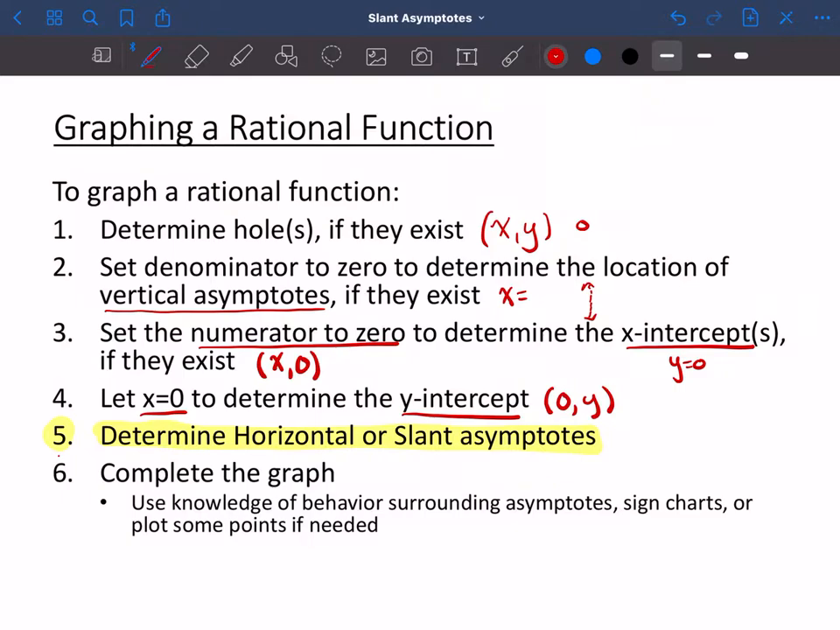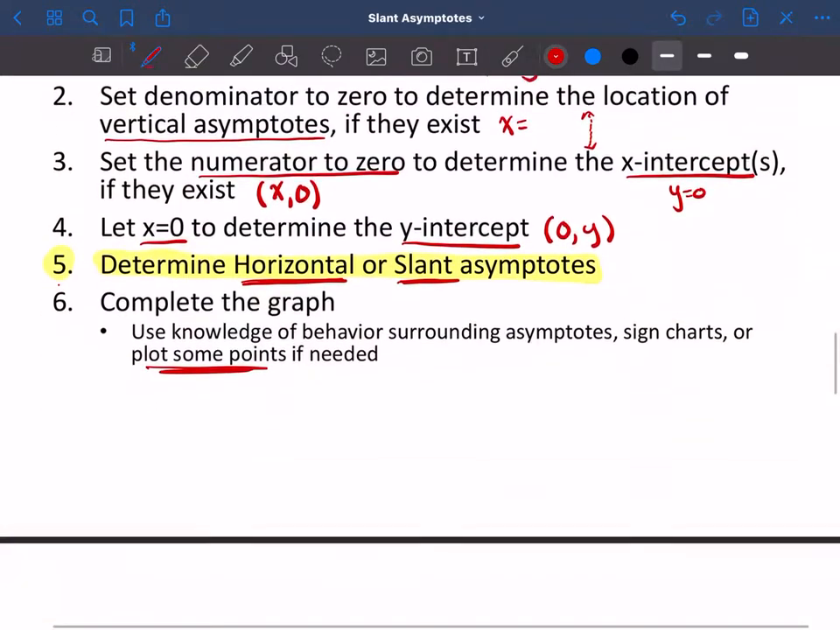Step 5, this is where we determine whether or not we have a horizontal or a slant asymptote, and that will be by looking at the degree of our numerator and denominator. And then we complete our graph by using our knowledge of asymptotes, how they behave. We can use a sign chart test, or we can plot some points. We'll probably be using the latter. So let's take a look at our first example here.